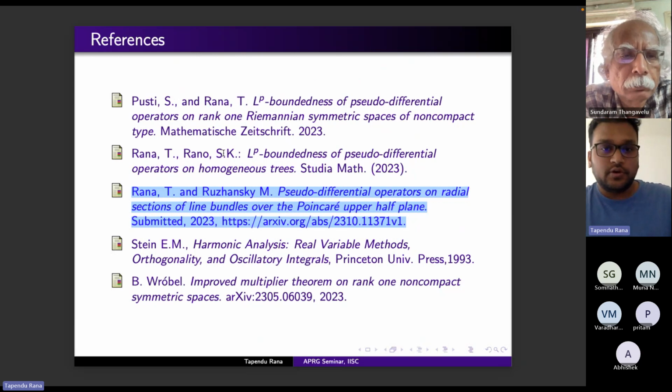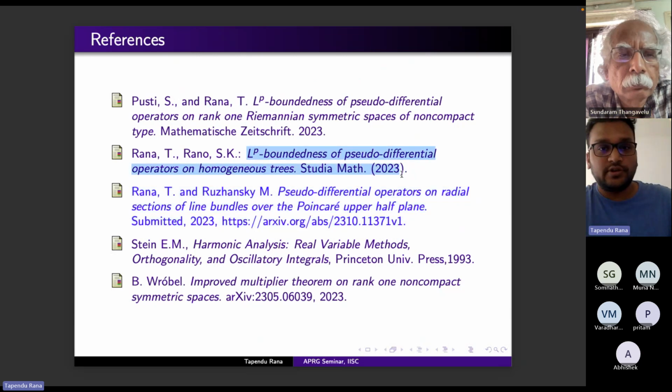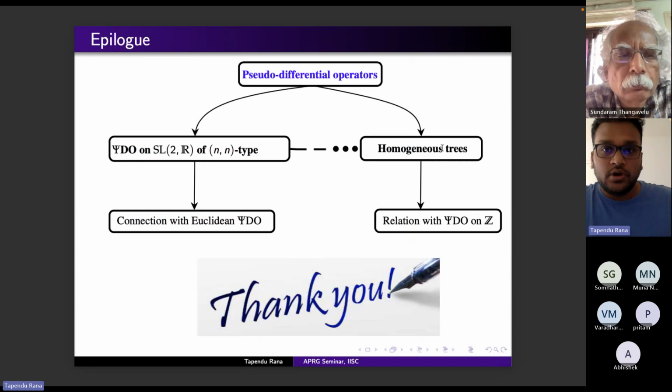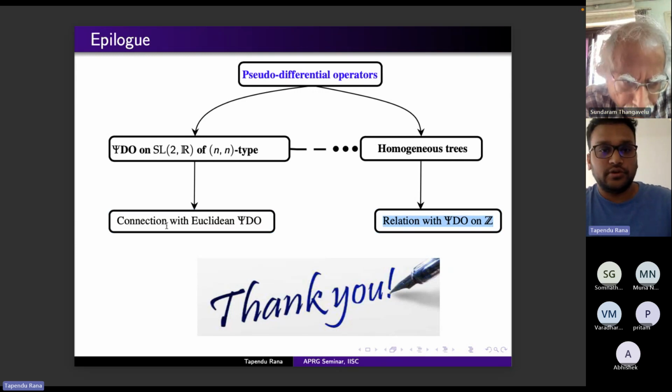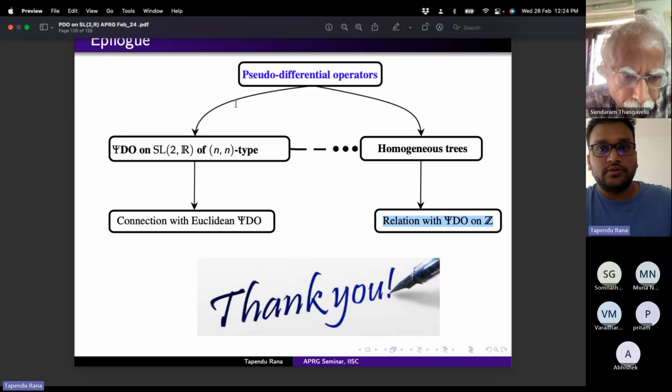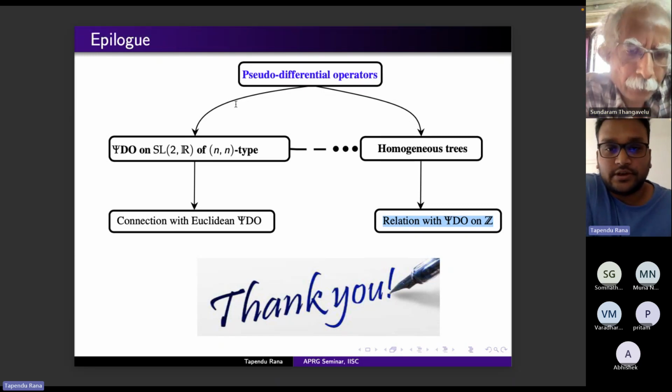We also studied this problem in the homogeneous tree setting, which is the discrete version of the hyperbolic spaces, just like the discrete version of R is Z. There in the homogeneous tree, what we got is a direct relation with Schur's operator on Z. But in our case, we get a connection with the equivalent Schur's operator. And with this, I'd like to end my talk. Thank you very much.